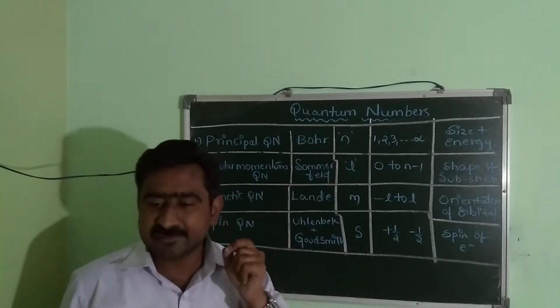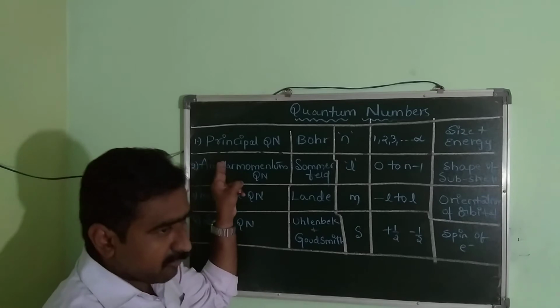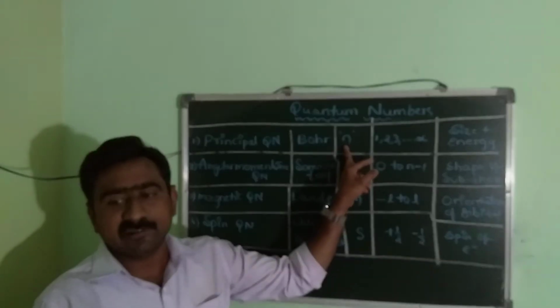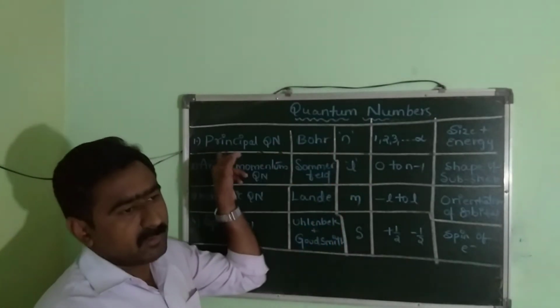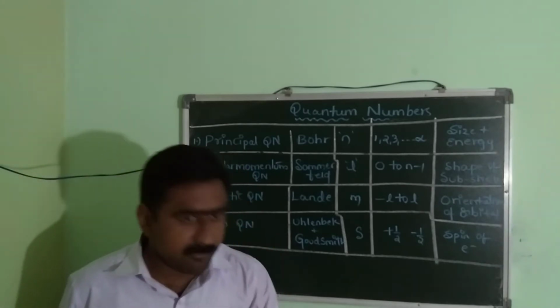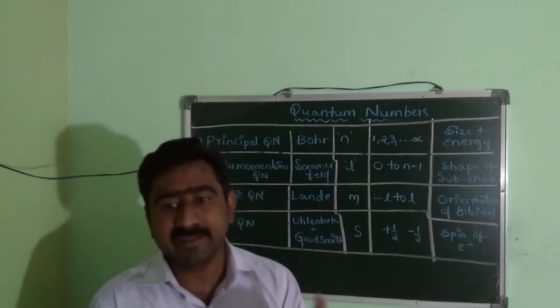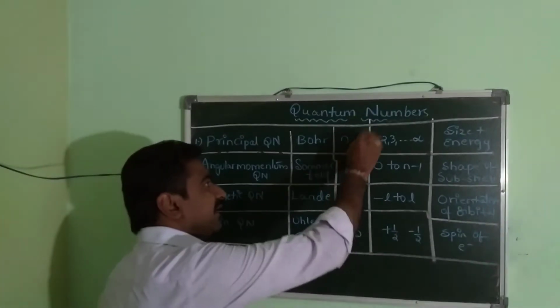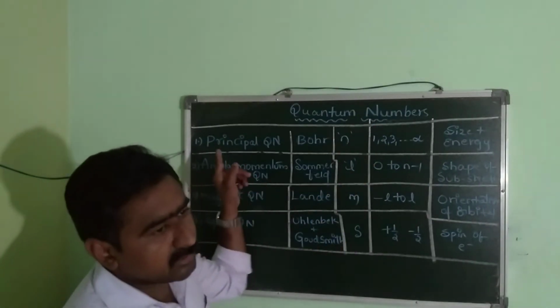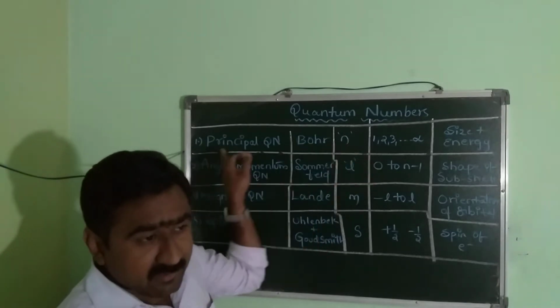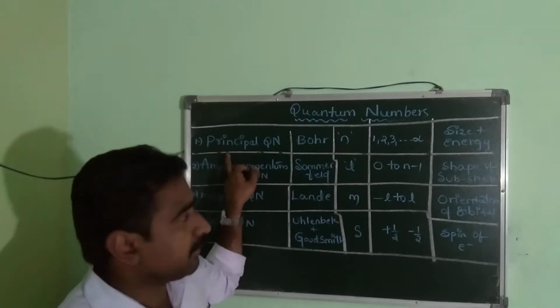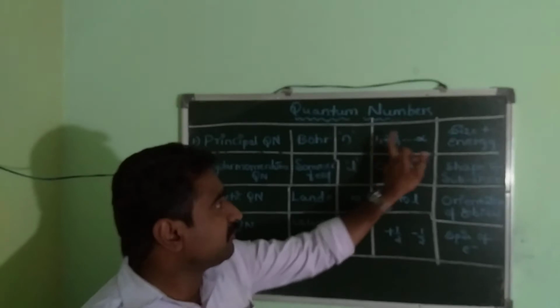So Bohr is the scientist who proposed the principal quantum number, and n is the letter used to denote the principal quantum number. So first of all you have to remember that the principal quantum number is the first quantum number, which was developed by Niels Bohr, and n is the letter to represent the principal quantum number. So here n indicates which quantum number? Principal quantum number. And what are the minimum and maximum values of n?